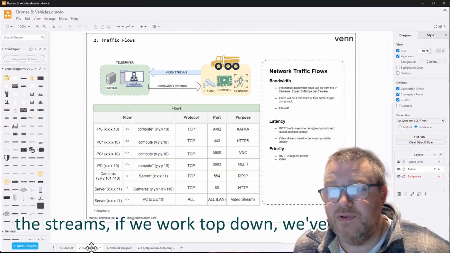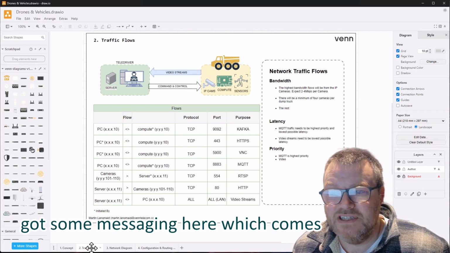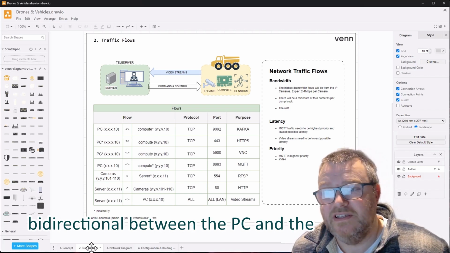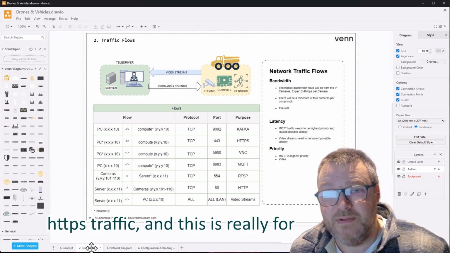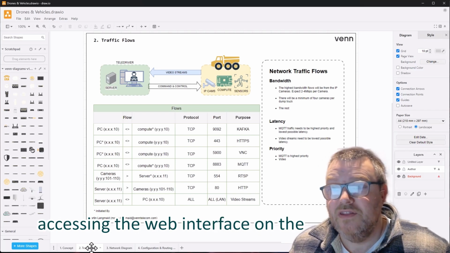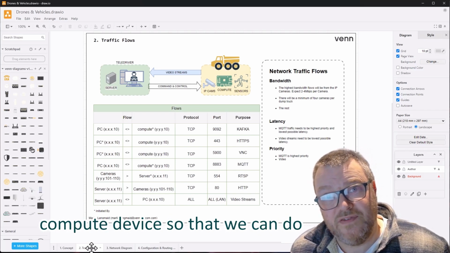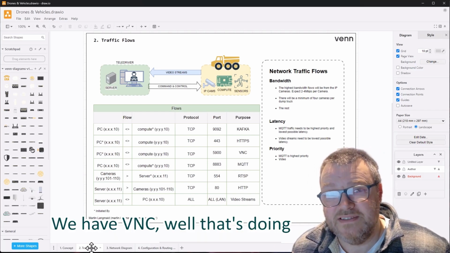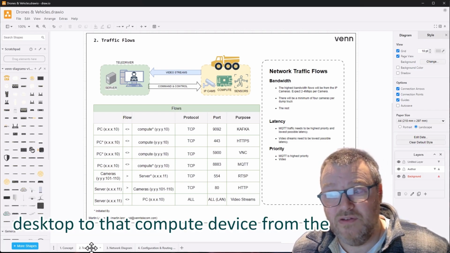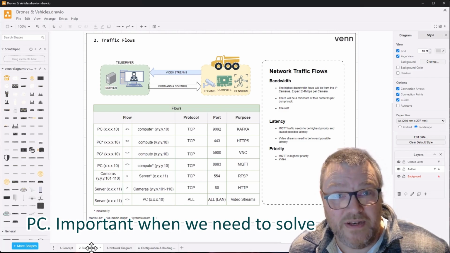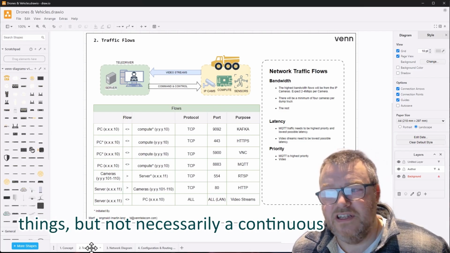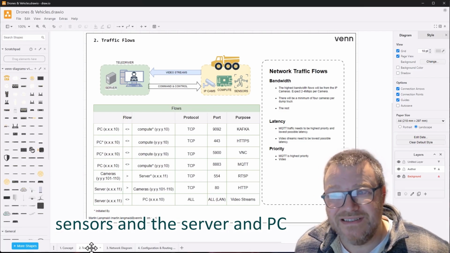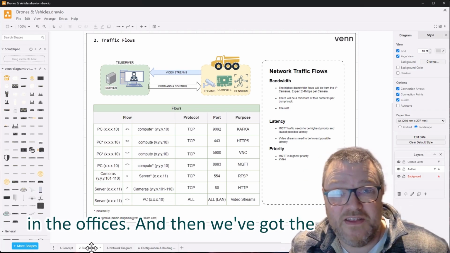When we look at the streams, if we work top down, we've got some messaging here, which is hosted on the PC and is bidirectional between the PC and the compute. We've got HTTPS traffic, and this is really for accessing the web interface on the compute device so that we can do management and control. That's important. We have VNC, well, that's doing desktop to that compute device from the PC. Important when we need to solve things, but not necessarily a continuous traffic source. Then we've got MQTT used for real-time messaging between sensors and the server and PC in the offices.